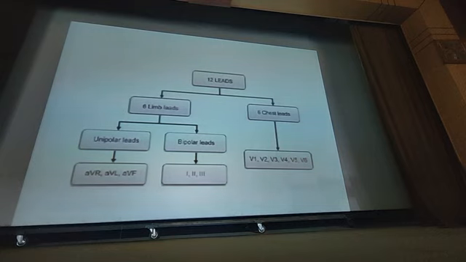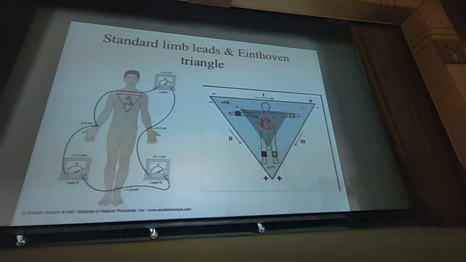The unipolar ones are AVR, AVL, AVF. They are called augmented limb leads. So these are the standard limb leads.